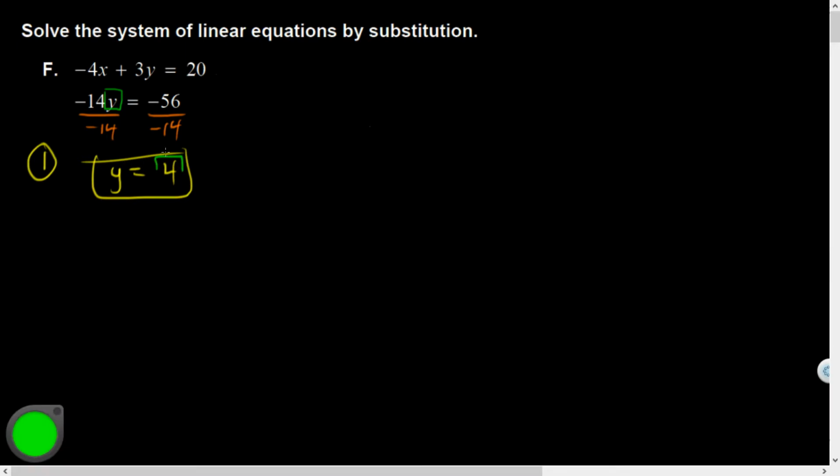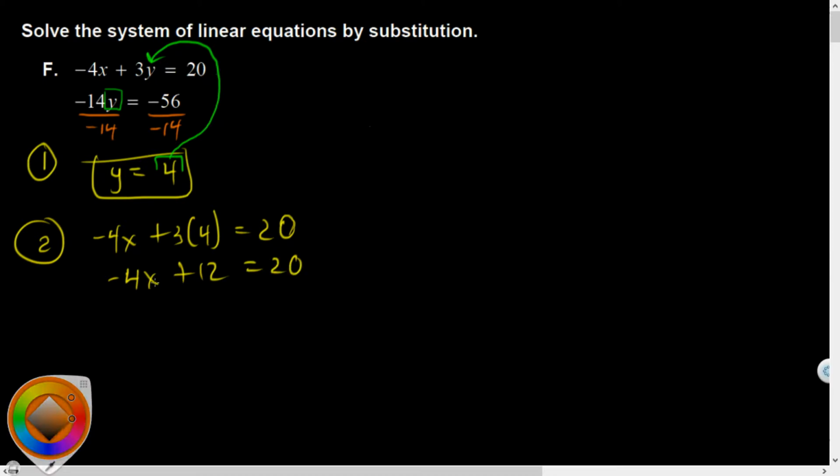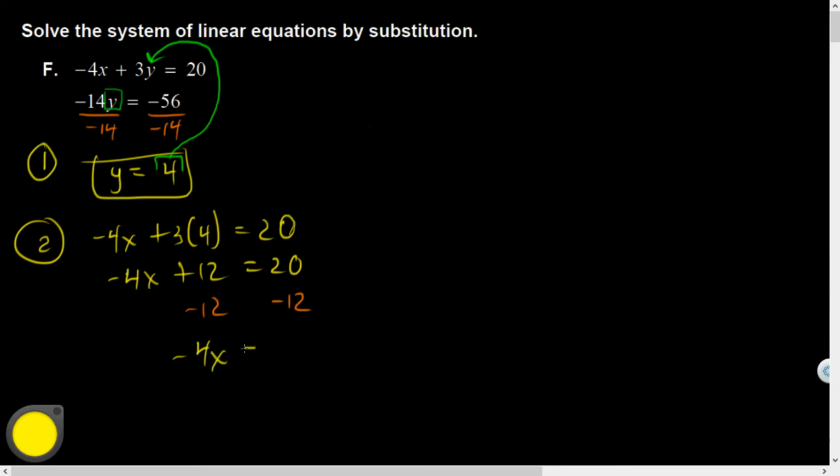So if y equals 4, I can then substitute this into the other equation for y. So negative 4x plus 3 times 4 instead of y is equal to 20. So let's solve for x. That's good enough. So negative 4x plus 12 equals 20. So after doing that substitution, notice what happened was I now only have one type of variable here, and I can solve those problems great, right, from our older chapters here.